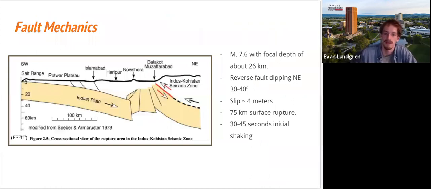The depth of this fault was 26 kilometers, which is fairly shallow and contributed to its severity most likely. There were many aftershocks as well, ranging from magnitudes of 4 to 6.5, which are quite significant. This is a reverse or thrust fault as well, dipping about 30 to 40 degrees.